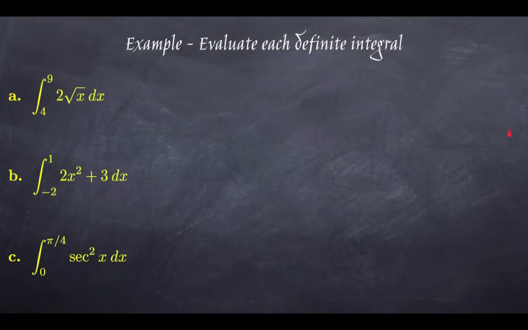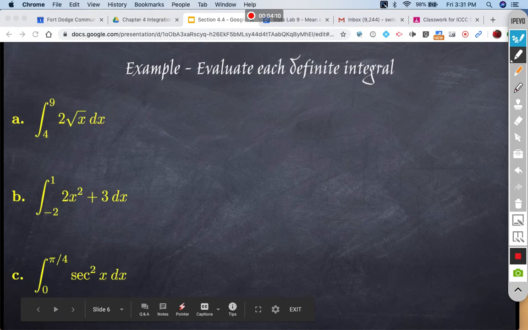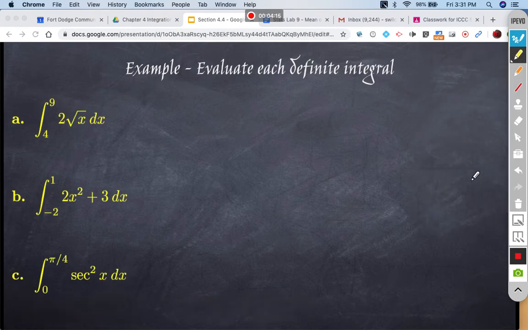Whoops. I need to go down here. So in this first one, I'm going to take out my constant. I'm going to rewrite this as x to the 1/2. So that's going to be, why did I say negative 1/2? I don't know. It's been a long week, right?